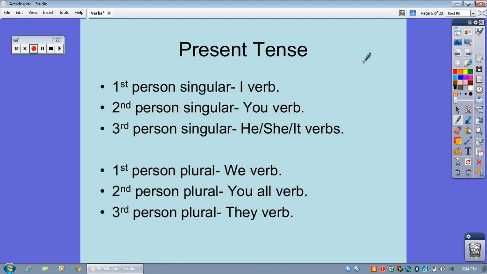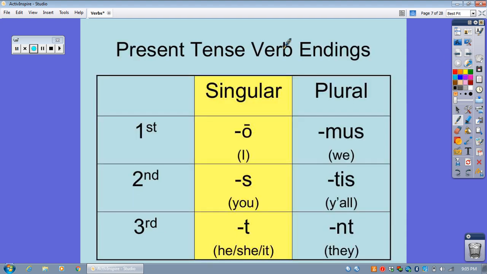So Latin, remember, is an inflected language, meaning that it changes its endings, the endings of words, to show different things. So, of course, the ending of a verb is going to change to show who the person is and whether the number is singular or plural, and also what tense it is. So what are the present tense verb endings? Here they are. First person singular is O, second singular S, third singular T. First plural mus, second plural tis, and third plural nt.